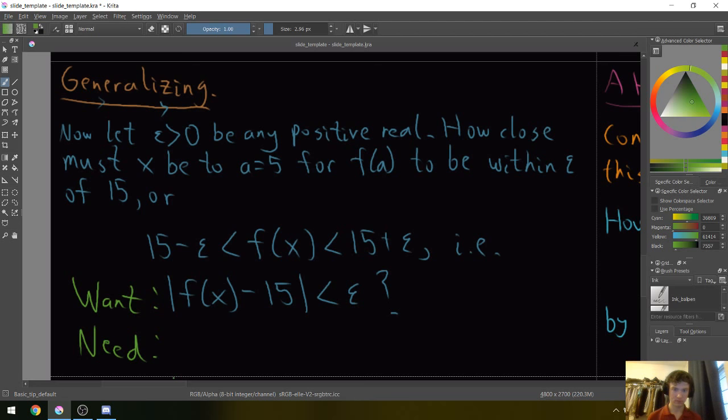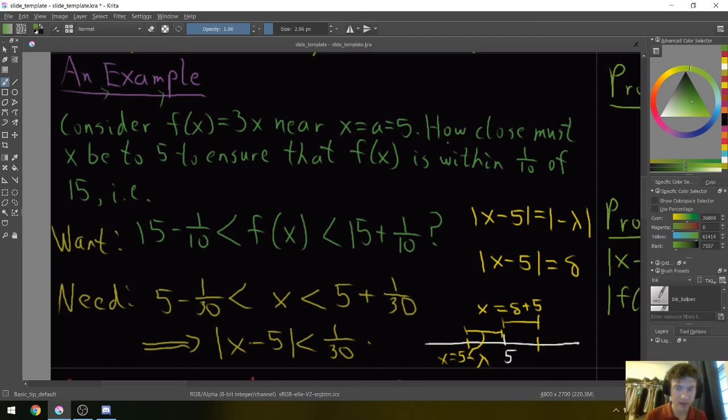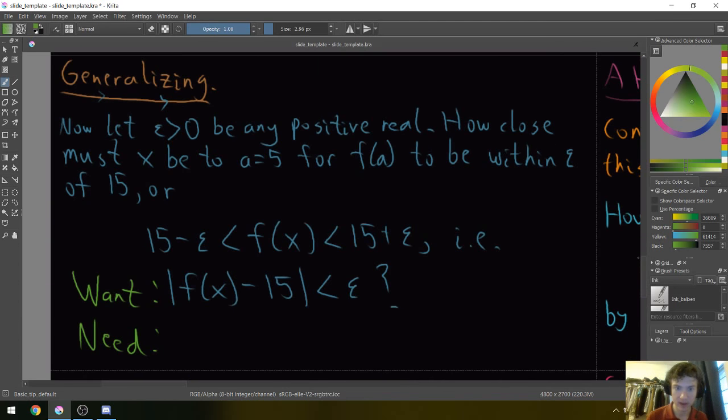I missed something. Okay, so let's back up and see what the other example was. So in this example the question before was how close does x have to be to 5 in order to make sure f of x is within 1/10 of 15. So now all I've done in changing the question is replaced this 1/10 by a different number epsilon. Now I'm asking a different question. How close does x have to be to 5 for f of x to be within epsilon of 15? Same question, 1/10 replaced by epsilon.